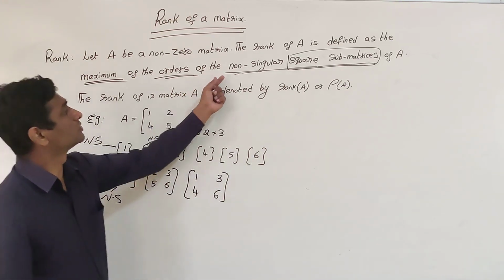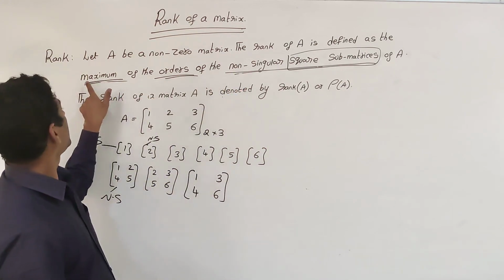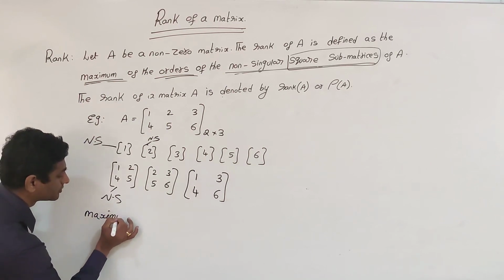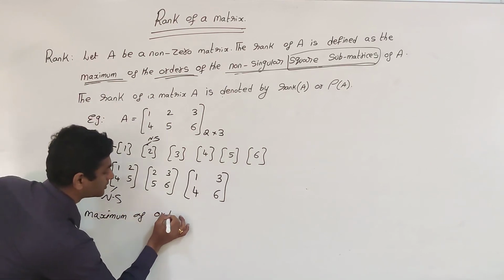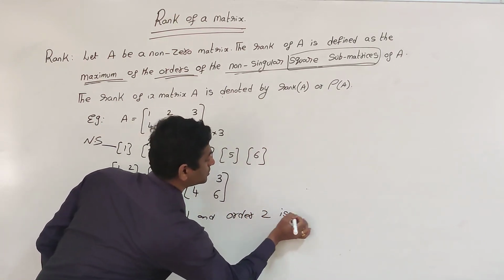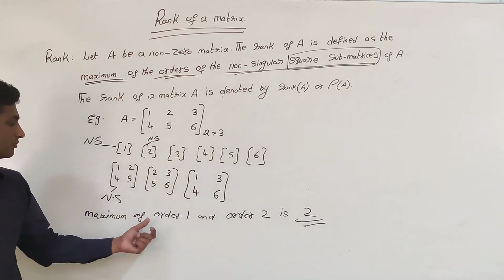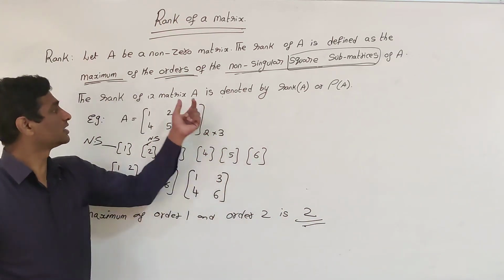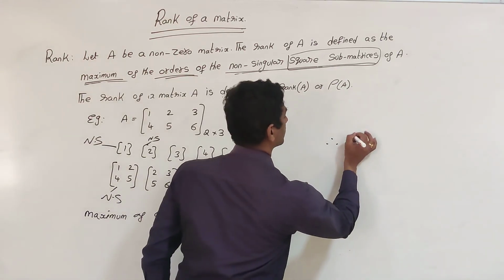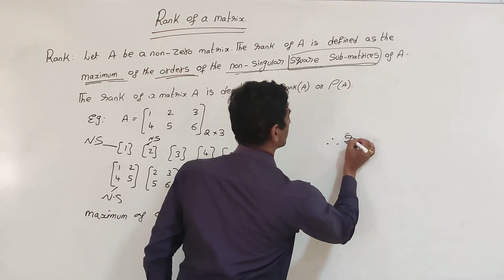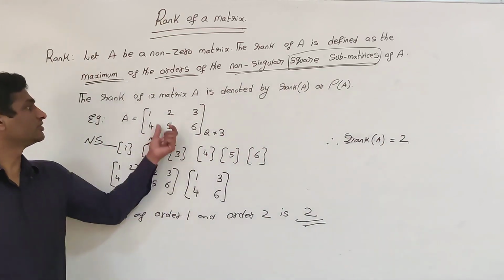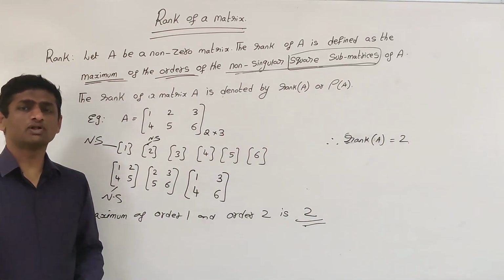And what is the rank? It is the maximum of the orders. The maximum of order 1 and order 2 is 2, so the rank of this 2 by 3 matrix is 2. Therefore the rank of A is 2. We'll have one more question.